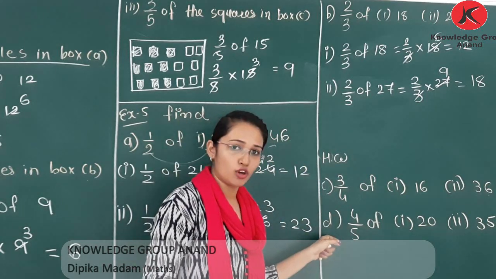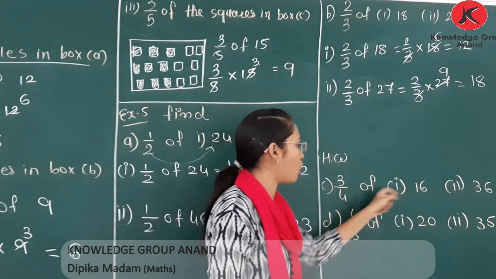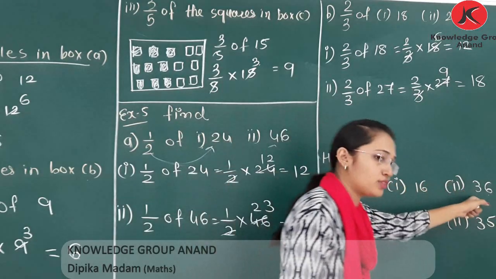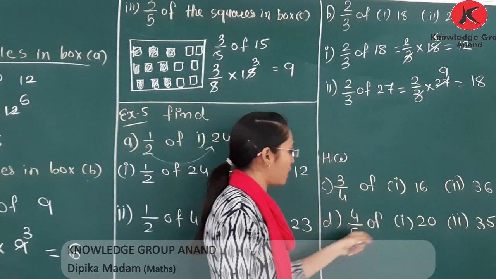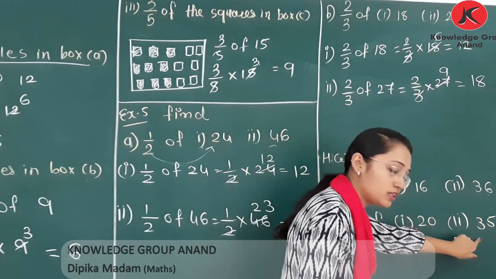Same question number 5, C and D will be in your homework. That is, C is 3 by 4 of 16 and 3 by 4 of 36. D is 4 by 5 of 20 and 4 by 5 of 30.